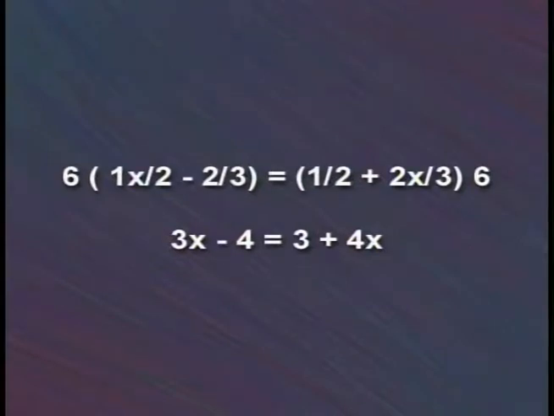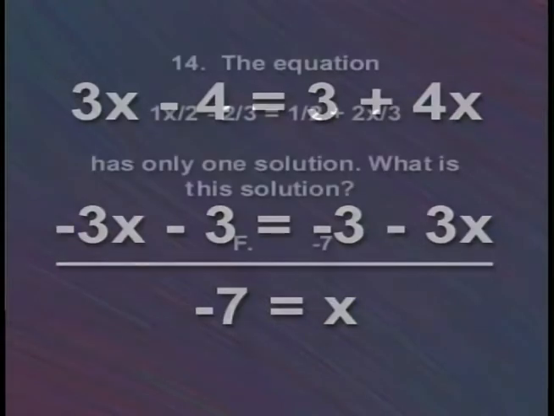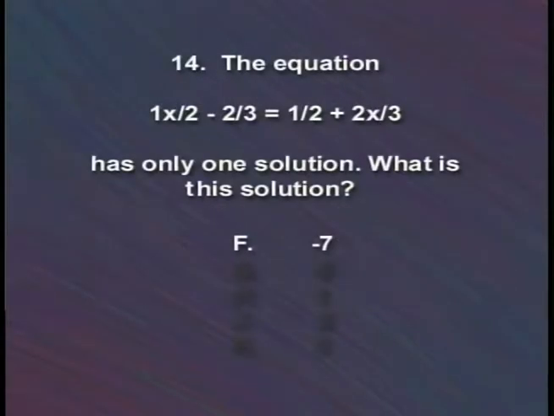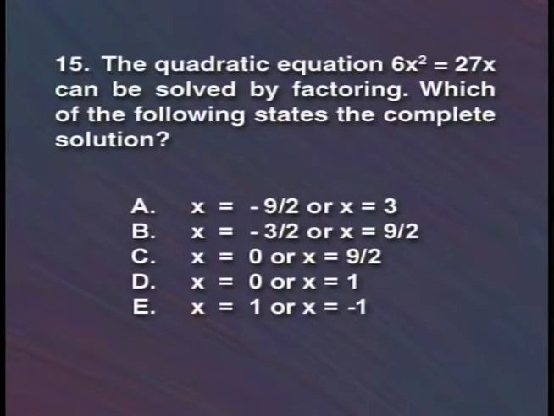Now collect like terms. Subtract 3x from both sides, and subtract minus 3 from both sides. The final solution is x equals negative 7. The correct answer is F. Problem 15. The quadratic equation 6x squared equals 27x can be solved by factoring. Which of the following states the complete solution? Let's rearrange the terms so that the expression equals 0.